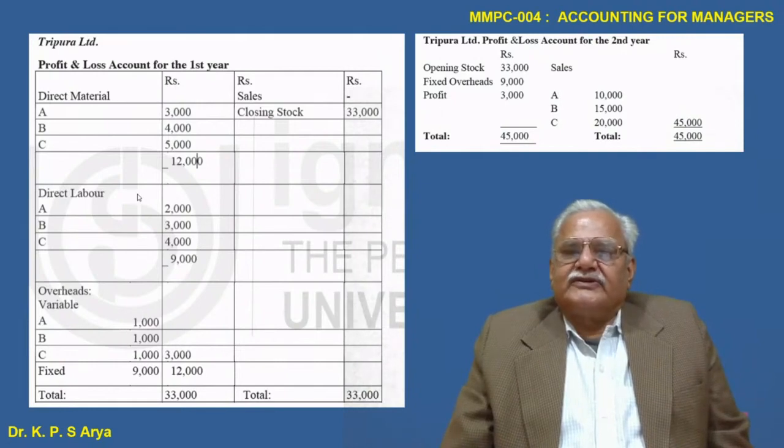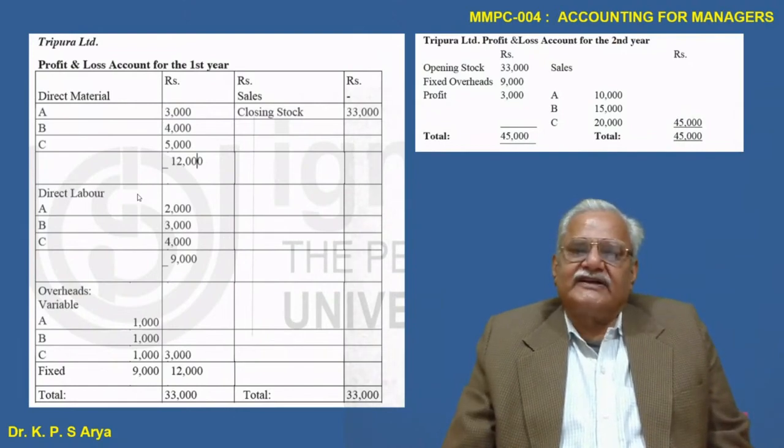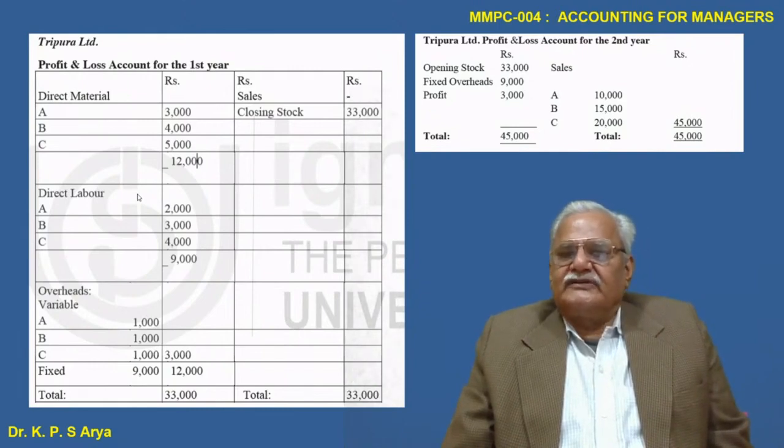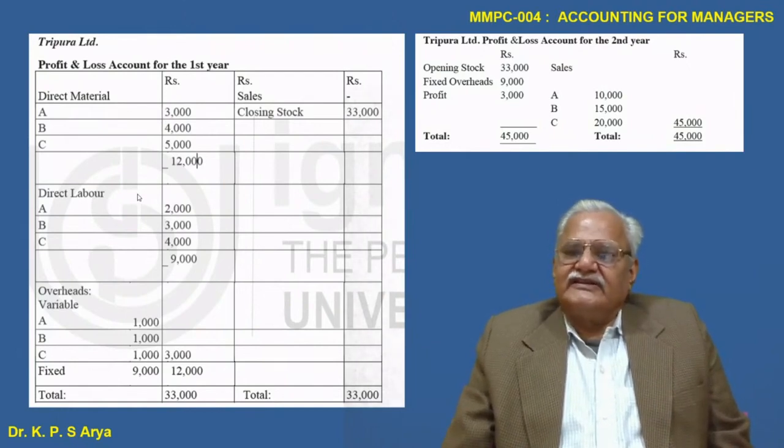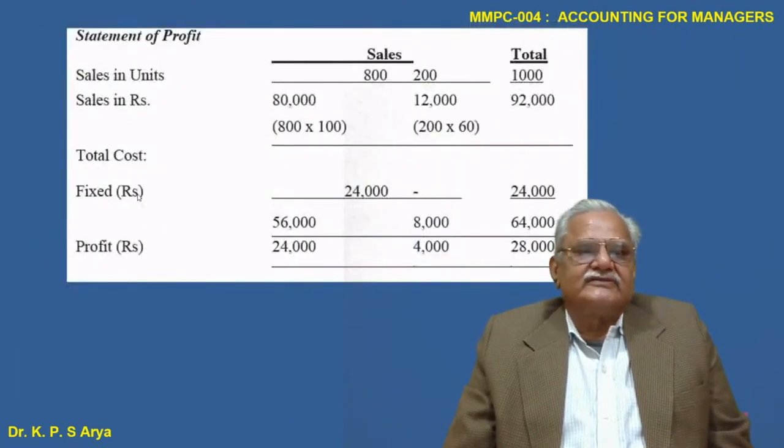Sale of stock: opening stock 30,000, 33,000 of the first year. Then in the second year, fixed overhead 9,000. Profit is 3,000. Total 45,000. So the sale in the second year is 45,000. In this case, in the first year there is no profit because there is no sale. In two years, the profit is only 3,000. So this is another example.